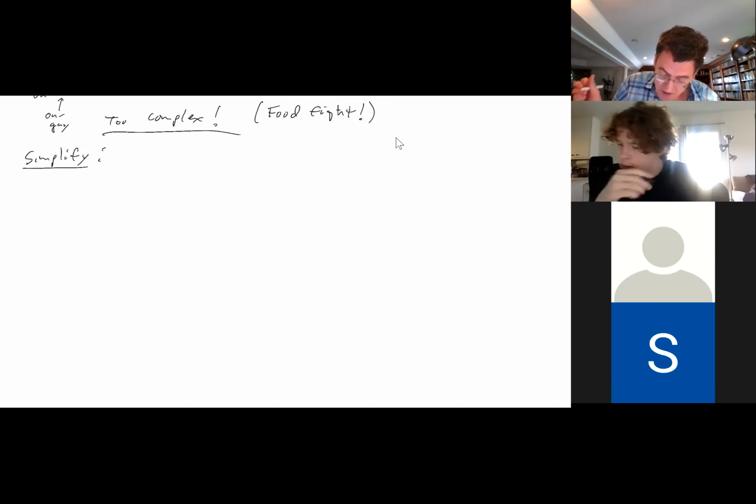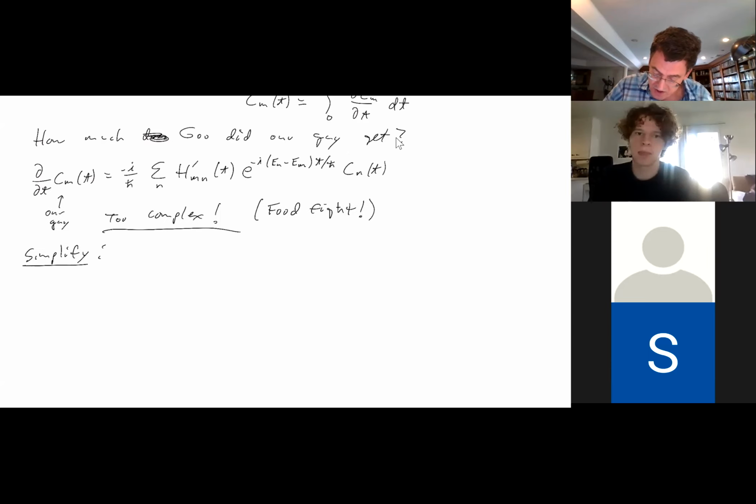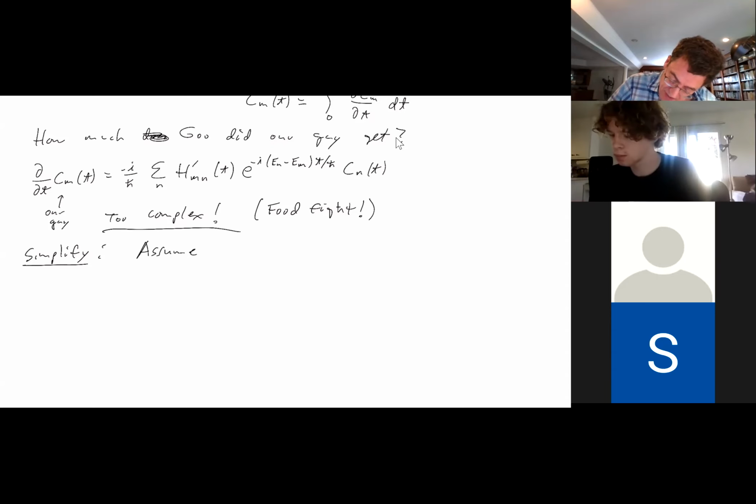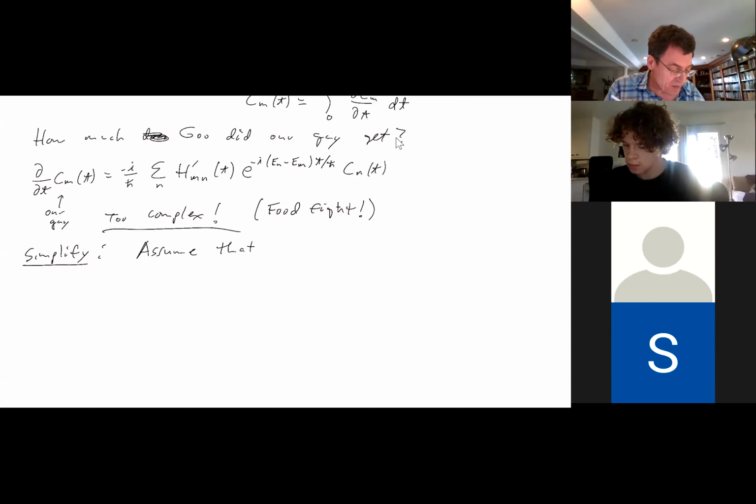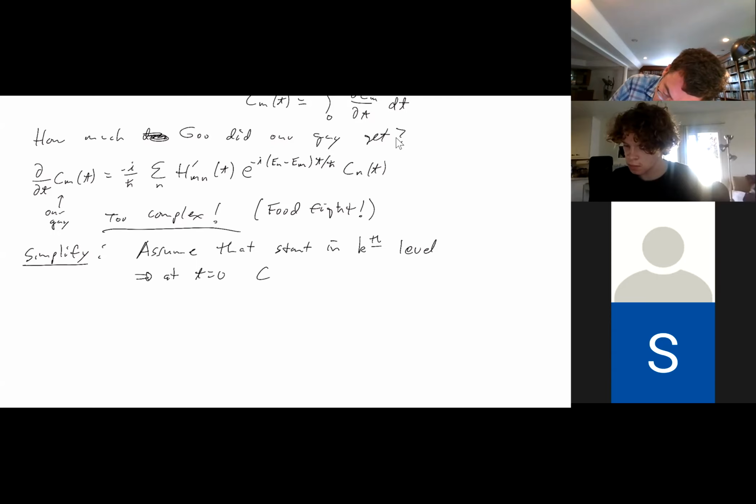Now, let's make some assumptions. This is a pretty simple assumption. Let's assume that everything starts in the kth level, and that's just a simple ansatz. That's pretty clear, I think. So that means that at time t equals 0, the probability to be in this one level is 1.